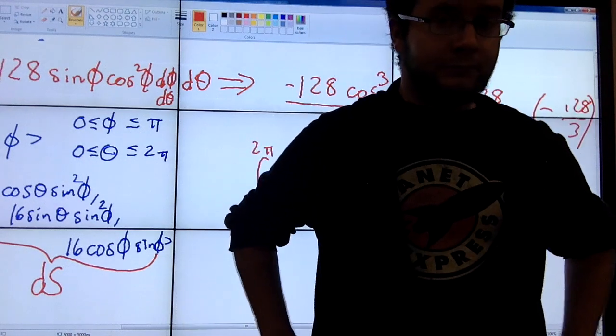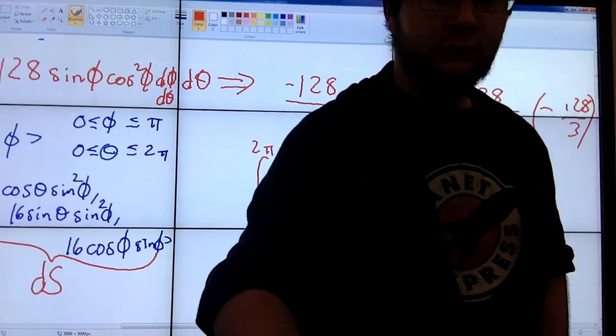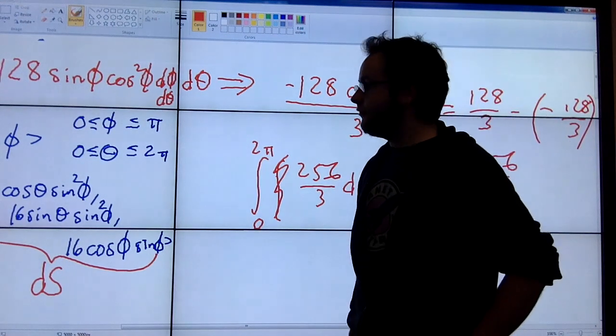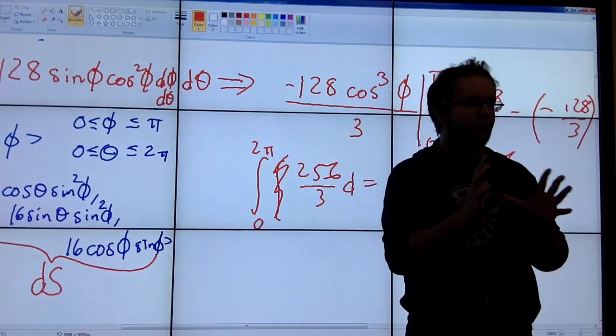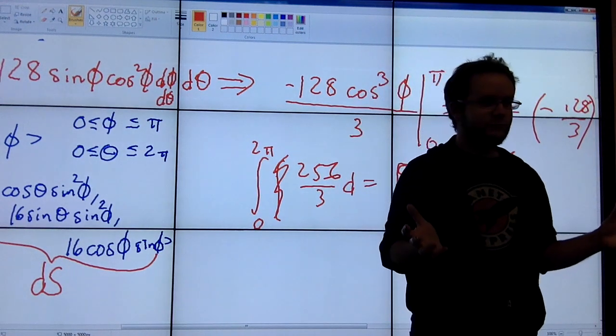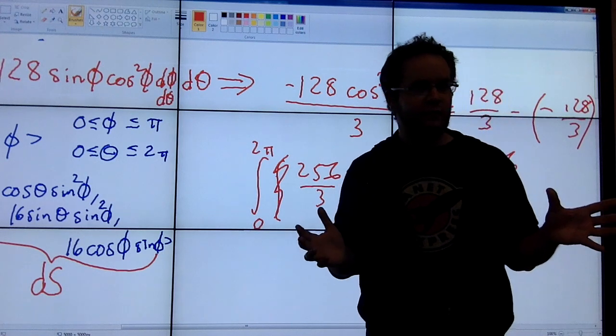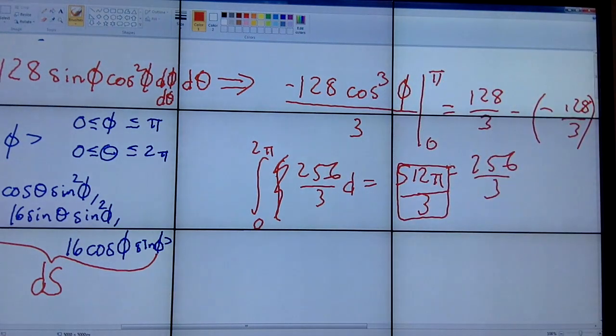Yeah. Good question. How did you come up with the bounds for phi? How did I get my bounds for phi? Did I only want a certain part of the sphere, or did I want the whole sphere? You only wanted some of it. How? Which part of it do I want?